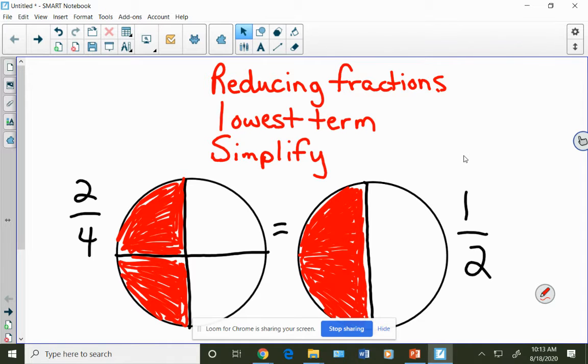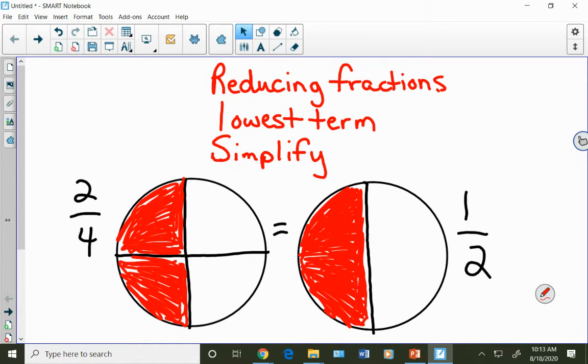What does it mean to simplify? Well, we're making a fraction into as few pieces as possible. Sometimes a fraction cannot be simplified. Sometimes it's in as few pieces as possible. But sometimes it's not. Now, for example, on this screen you see 2/4.